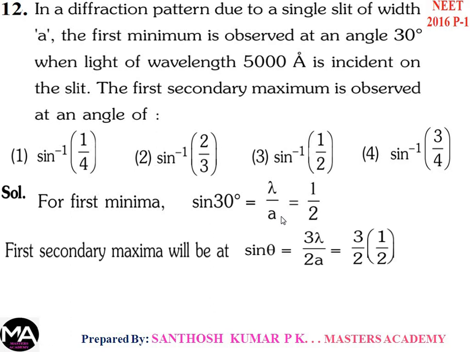So for secondary maxima, this first secondary maximum has sin theta equal to 3 lambda by 2a, and we know that lambda by a is 1/2. So 3/2 into 1/2 is 3/4. So sin theta is equal to 3/4. Therefore theta is equal to sin inverse of 3/4. So option is the fourth one, sin inverse of 3/4.